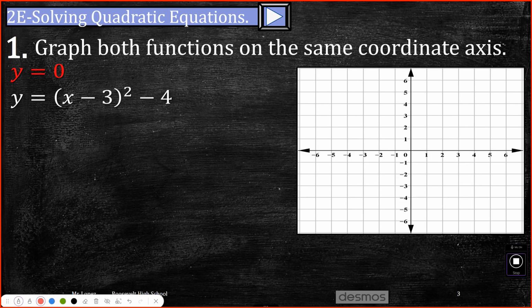So this is lesson 2E, solving quadratic equations. Problem 1, graph both functions in the same coordinate axis. Y equal to 0 is really just the x-axis. That's y equal to 0 right there.